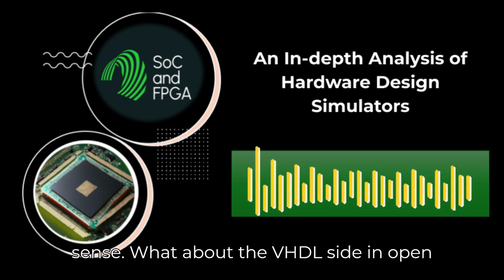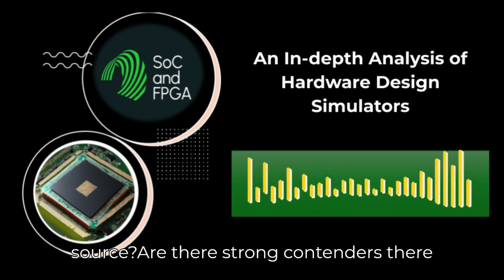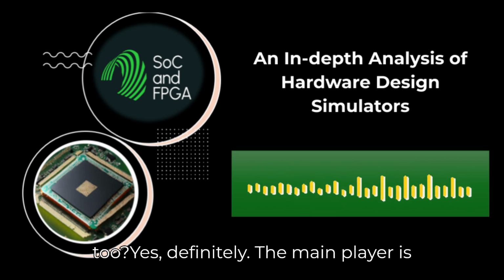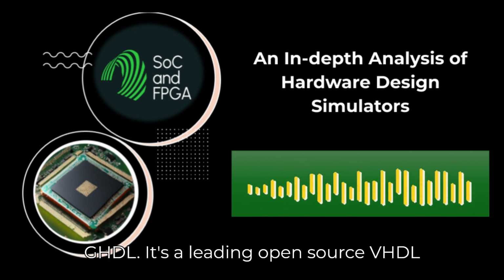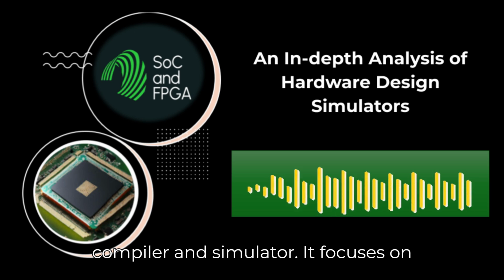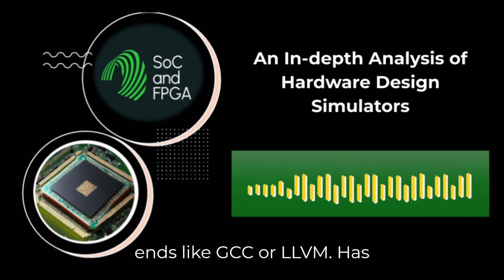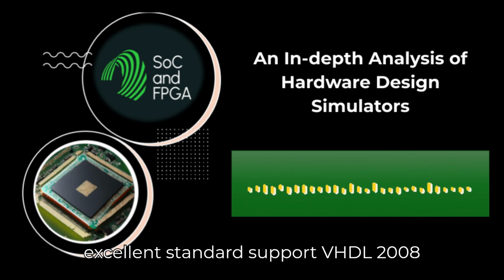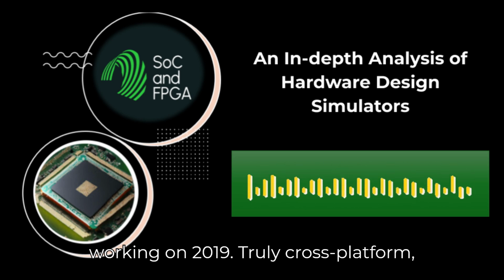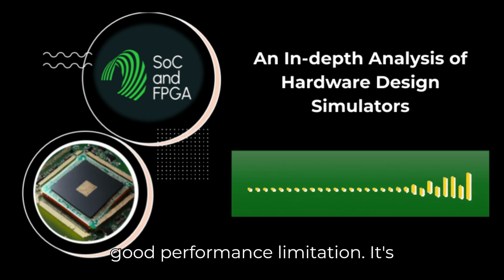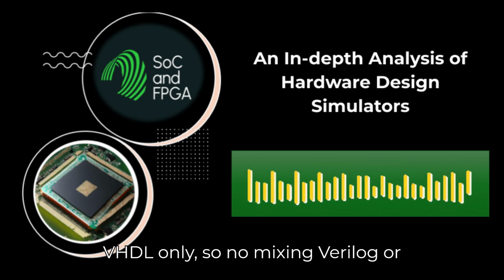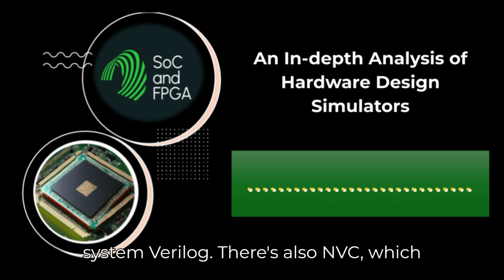Makes sense. What about the VHDL side in open source? Are there strong contenders there too? Yes, definitely. The main player is GHDL. It's a leading open source VHDL compiler and simulator. It focuses on speed, too, using code generation backends like GCC or LLVM. Has excellent standard support, VHDL 2008, working on 2019. Truly cross-platform, good performance. Limitation: it's VHDL only, so no mixing Verilog or SystemVerilog.